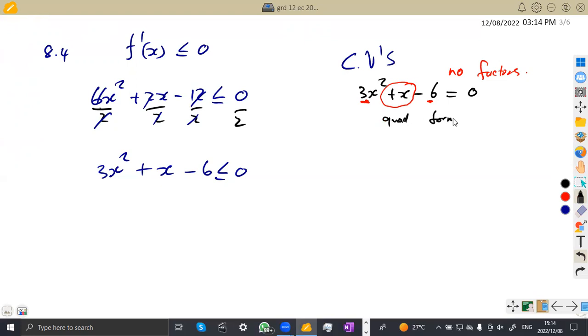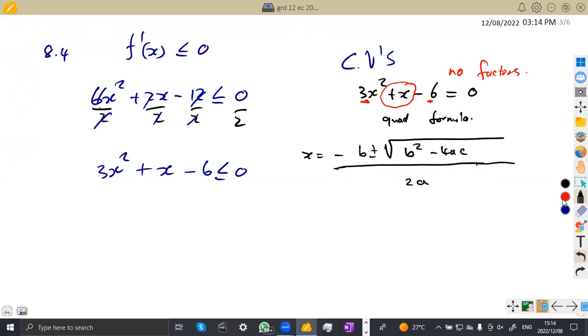So we shall apply our quadratic formula, which states that x is equivalent to -b plus or minus the square root of b squared minus 4ac, everything over 2a. So that is the only option that we are left with, whereby our a is the coefficient of x squared, which is 3, b is the coefficient of x, which is 1, and c is the constant, which is -6.